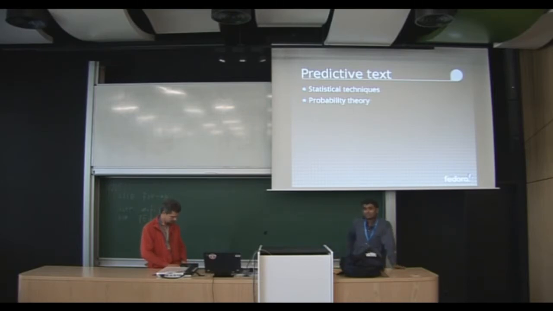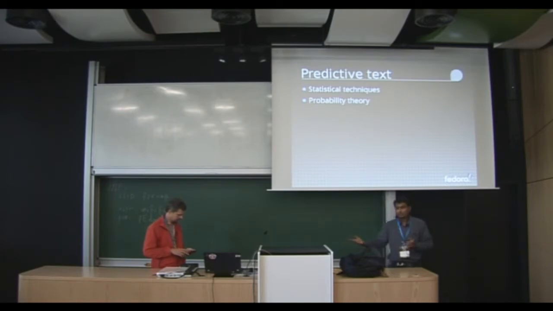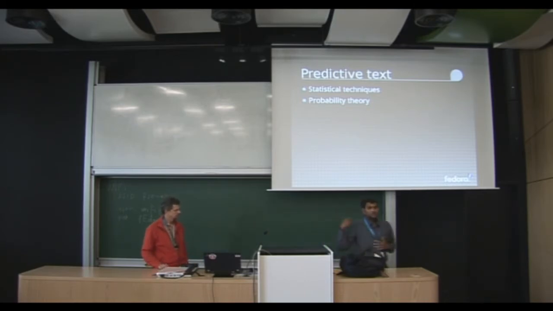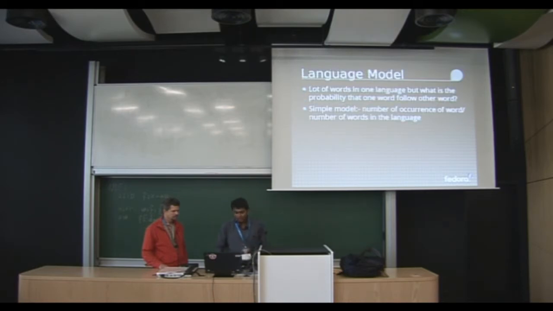Similarly, in text prediction, we assume something like this. We generally store the previously typed words by the users, and depending on the previously typed words, we can guess what would probably be the next word. There are a couple of techniques. One is statistical techniques and the other is probability theory. We use those two techniques to determine the probable next word. So let's look at what those techniques are.